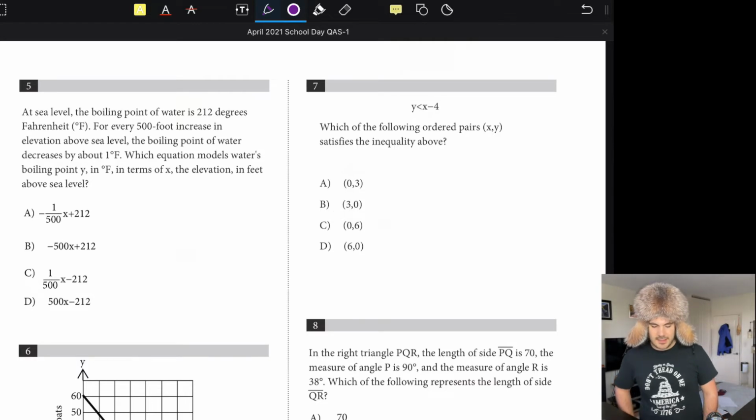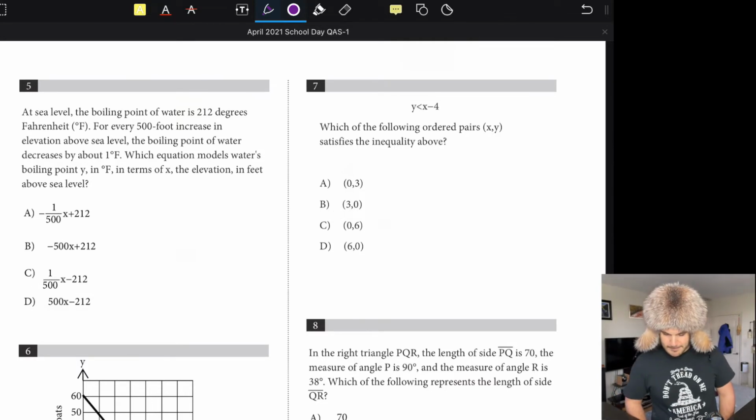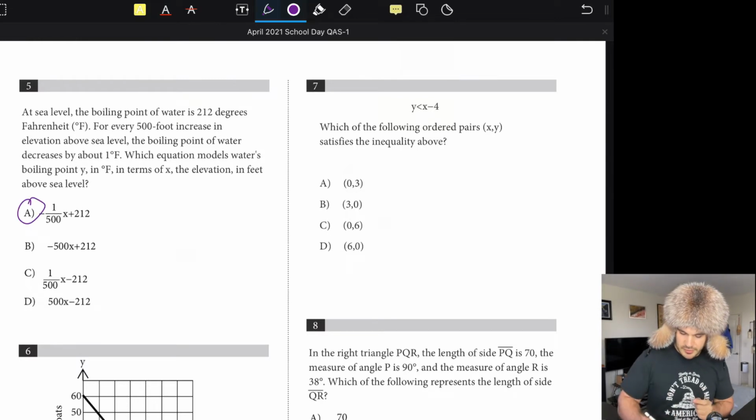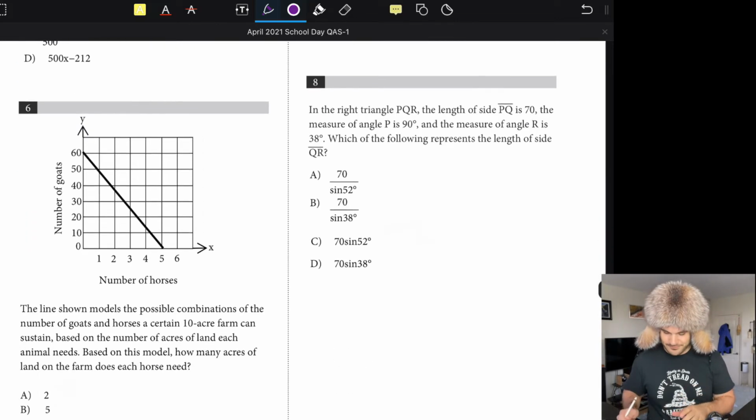So basically, what they're saying is that if the boiling point decreases by 1 degree Fahrenheit for every 500-foot increase, that means the slope is going to be -1 over 500, because the temperature decreases as the feet increase. Okay. Yeah, should be -1 over 500. And we start at 212. So it should be -1 over 500x plus 212, which is A.